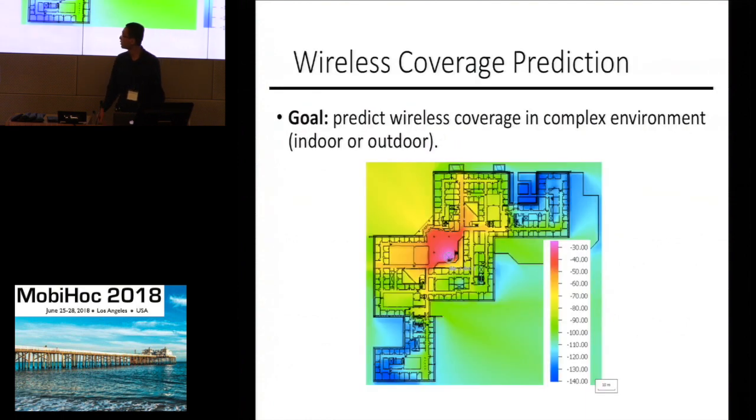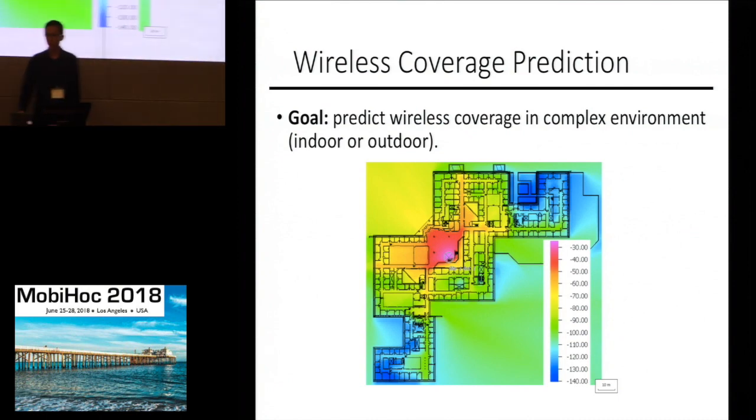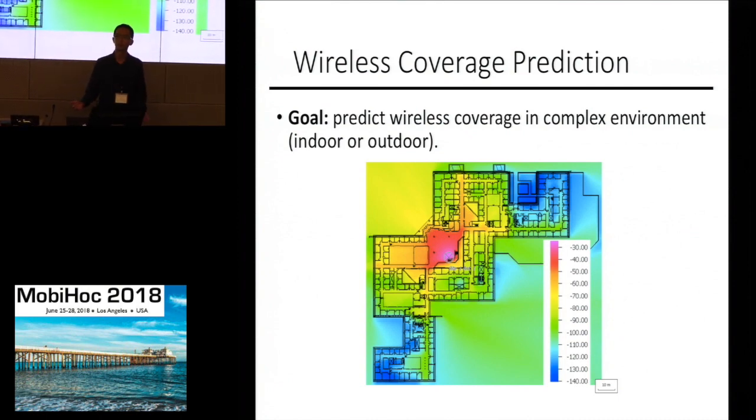So first, let's consider this building area. Suppose now we would like to find a good place to place the wireless access point in the building. So here comes the wireless coverage prediction problem. Now the goal is, given a location for the access point, how can we predict the coverage of this access point?